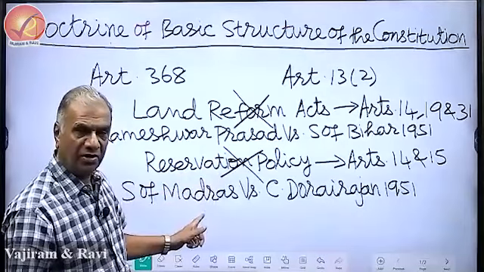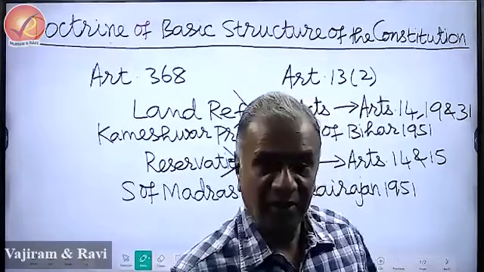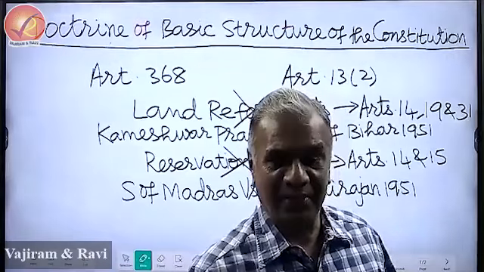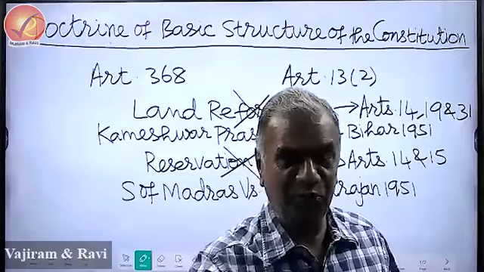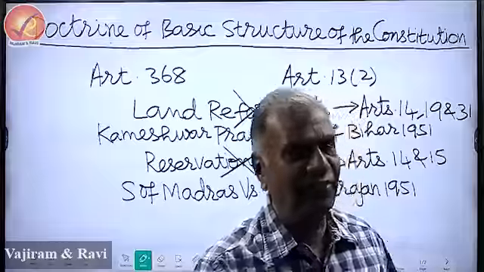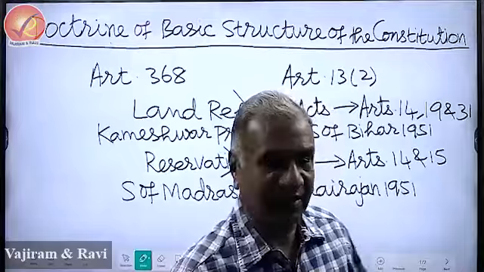Is it clear or not? If you file a petition against Vajiram and Ravi in a court of law, whose name appears first? Who is the petitioner? Who is the respondent? You are the petitioner and Vajiram is the respondent. So the Vajiram name appears later.